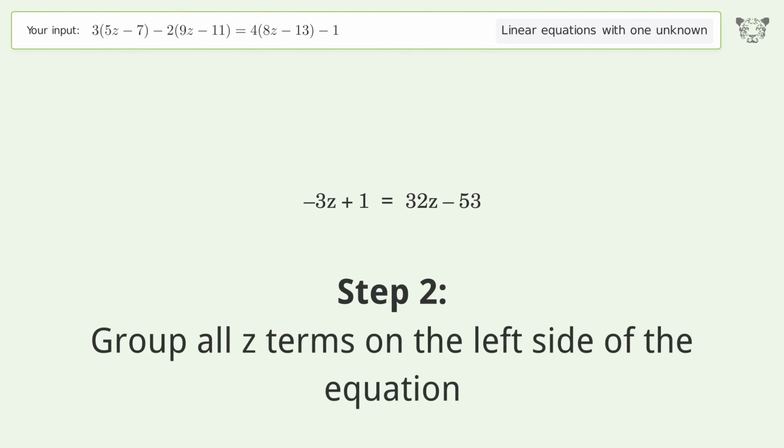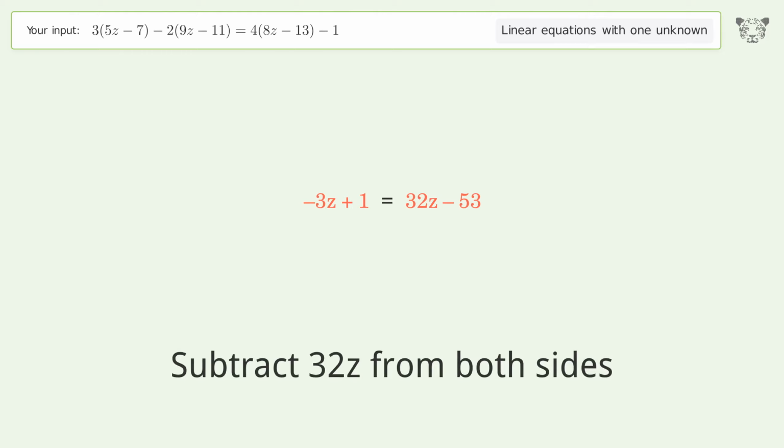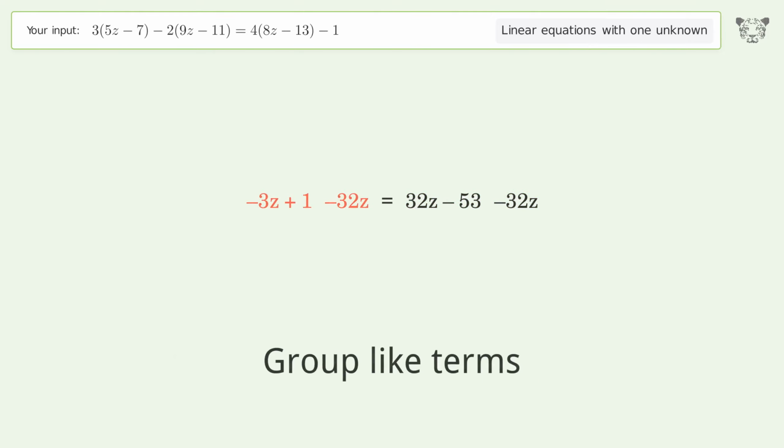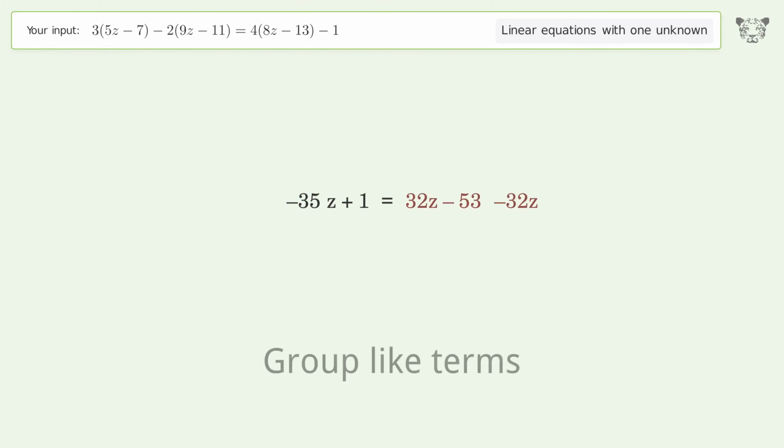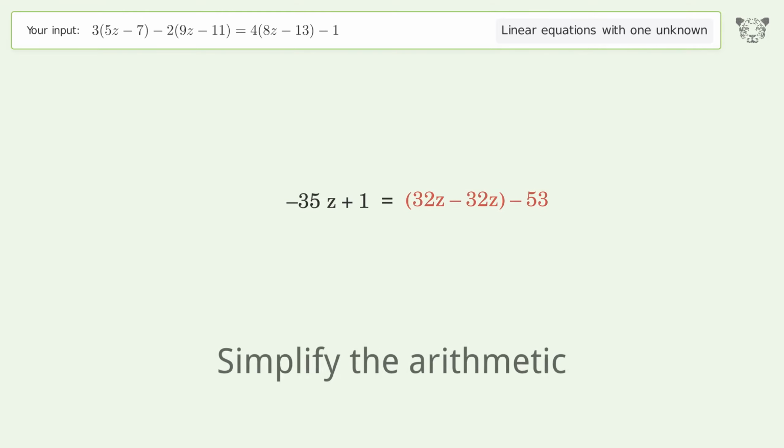Group all z terms on the left side of the equation. Subtract 32z from both sides. Group like terms. Simplify the arithmetic. Group like terms. Simplify the arithmetic.